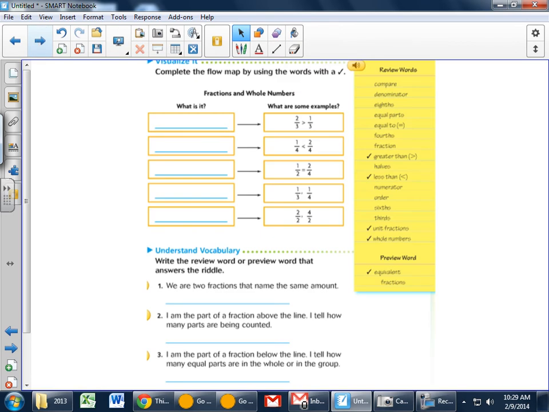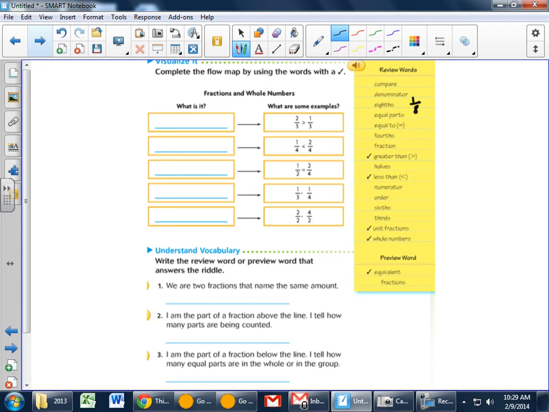Looking at vocabulary, we have some review words that look like review words from chapters well before we started working with fractions, and math words that you use throughout your mathematician skills. Your first review word is compare, looking at the difference between 2 numbers or fractions. The denominator is the bottom number. Eighths, you're going to write as 1/8. Equal parts, you know that those mean that they are the same.